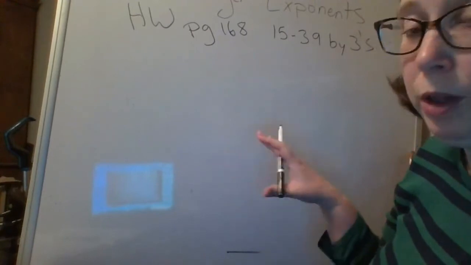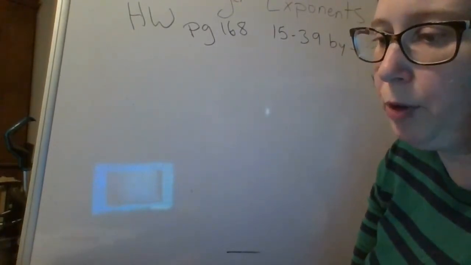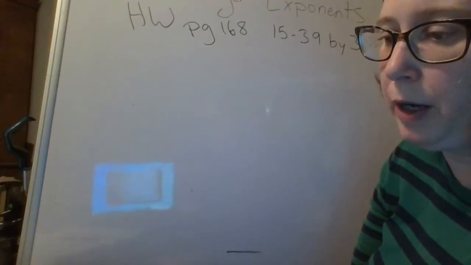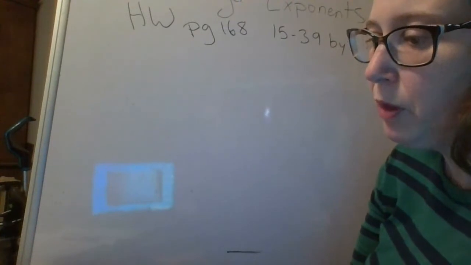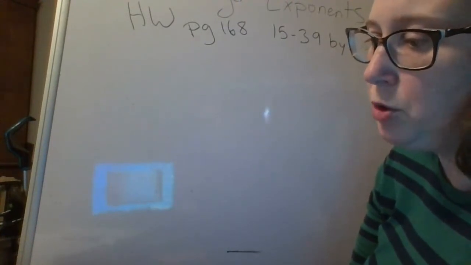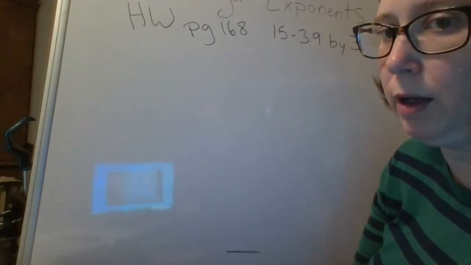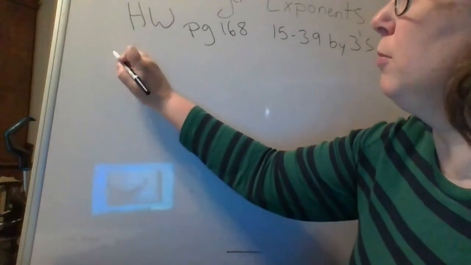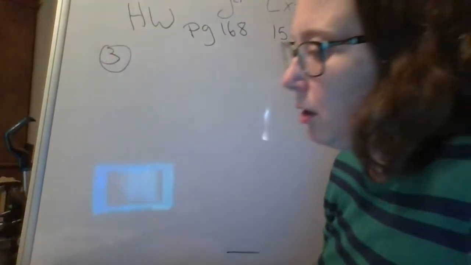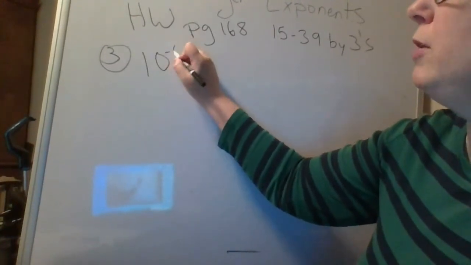For those of you who would like a few more examples, I'm going to do a few more from the guided practice and independent practice sections in your book on page 168. So the first one that I'm going to do is another power of 10 with an integer exponent. So let's look at number 3. Number 3, we have 10 to the power of -6.